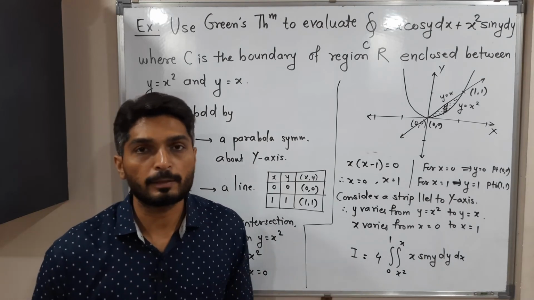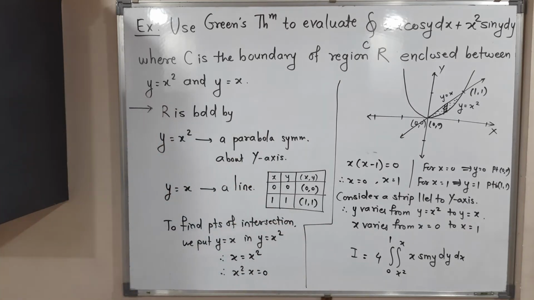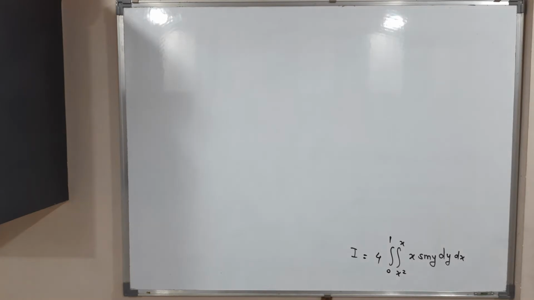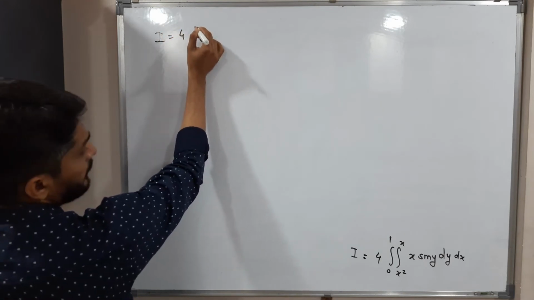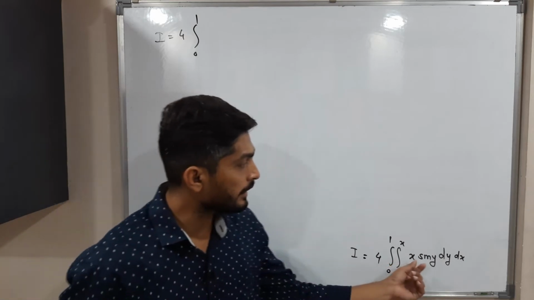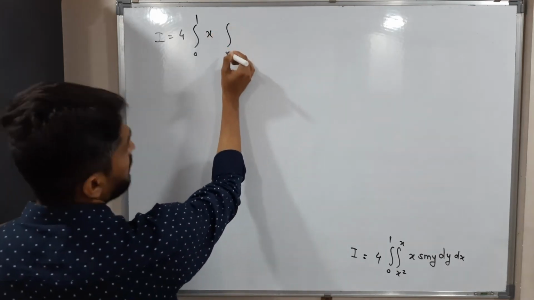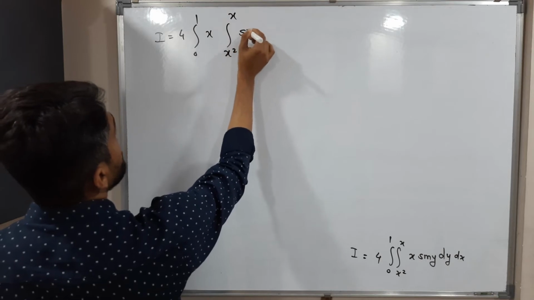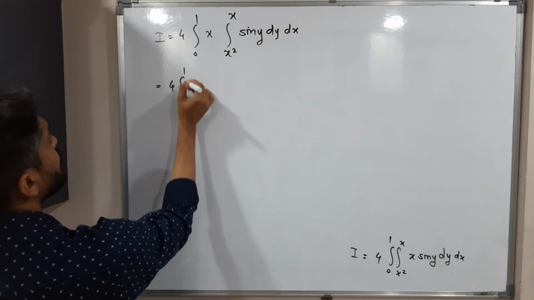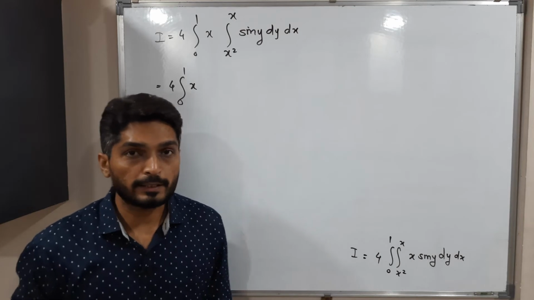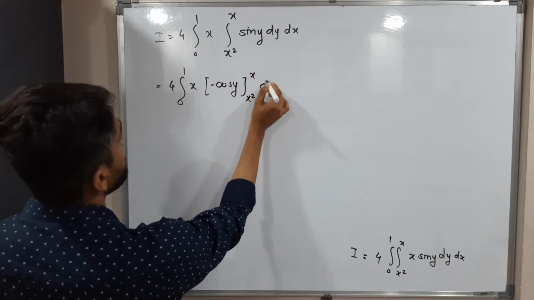Now simply we have to solve the integration, and by solving it we will have the required value of this integral. We have called it I. No more space to write. Make a screenshot of it first, then we will go further. Let us find the value of that integration. Double integral, so I is equal to 4 times the outside integration 0 to 1. The inner integration is with respect to y, so x is constant and I can take it outside: integration x square to x of sin y dy. So this is equal to 4 integration 0 to 1 of x times the integration of sin y, which is minus cos y, with limits x square to x, dx.